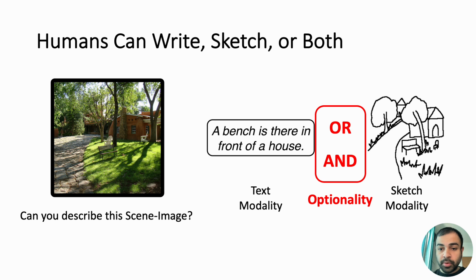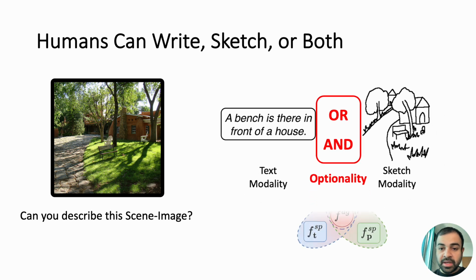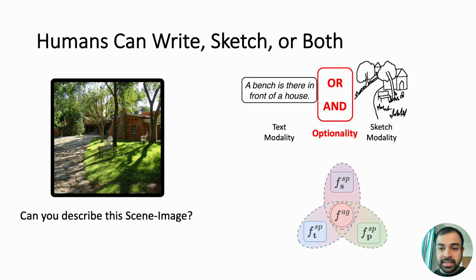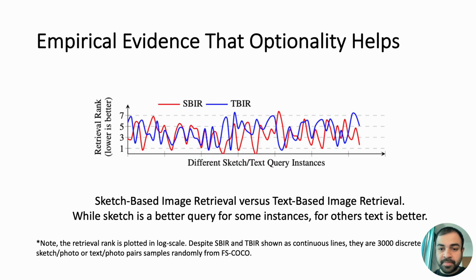Or maybe both. Our paper is about this optionality, the option given to a user to either use text or sketch or both as input modality for downstream tasks. To achieve this optionality, we basically disentangle the information in each modality into two components, a modality specific and a modality agnostic information. We will talk more about the need of this disentanglement in the next few slides.